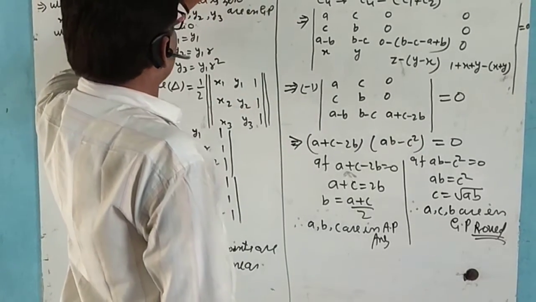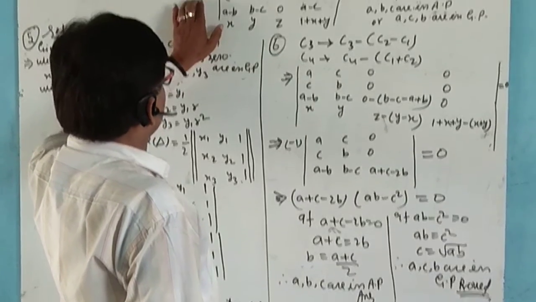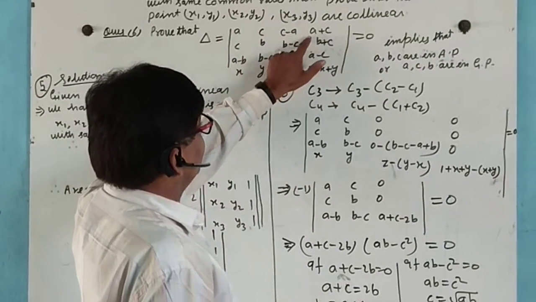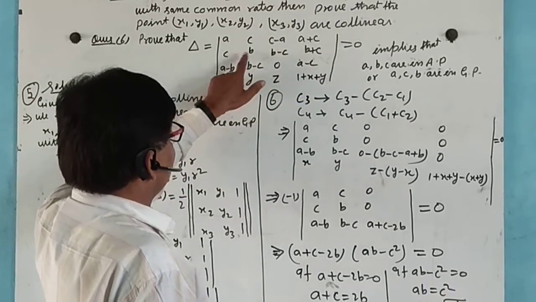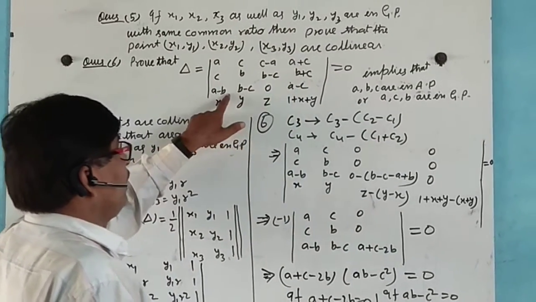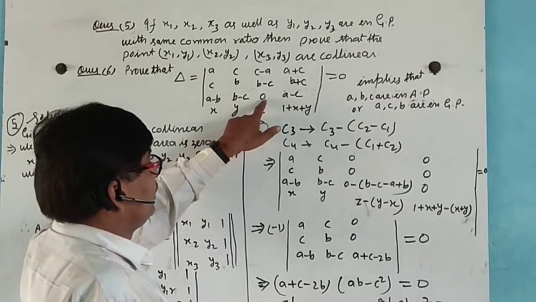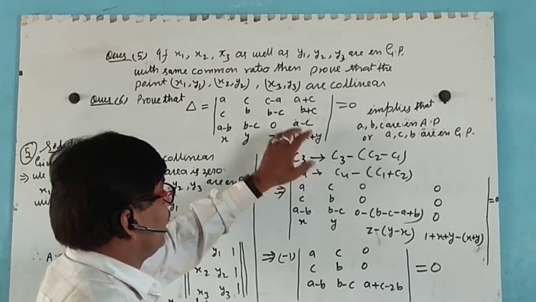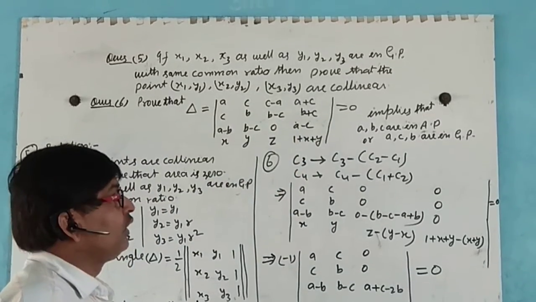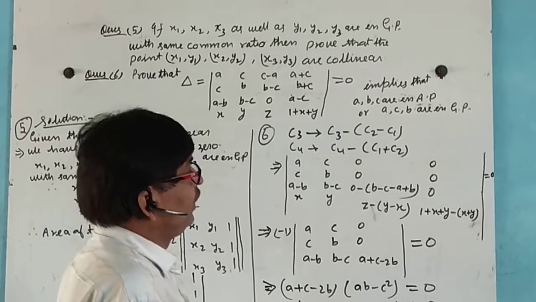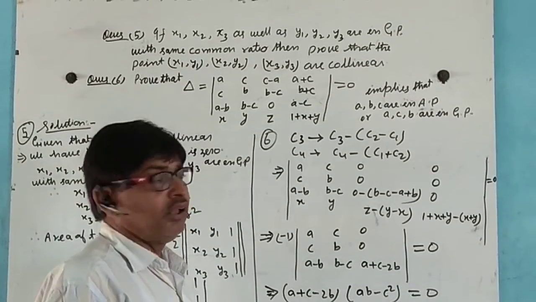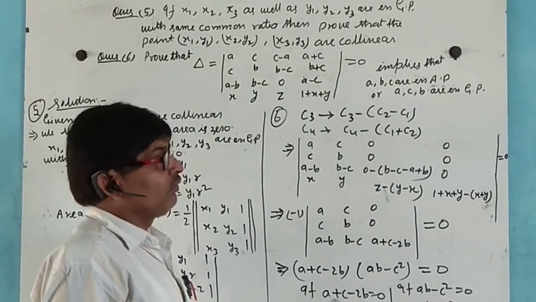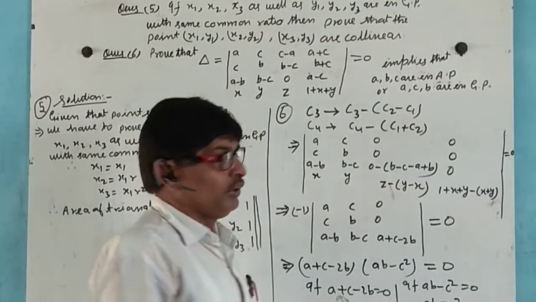Now, prove that if delta is equal to the determinant with entries C minus A, C minus B, A minus B minus C, 0, A minus C, x y z, 1 plus x plus y. This is a 4 by 4 matrix, it implies that A, B, C are in AP or A, C, B are in GP.